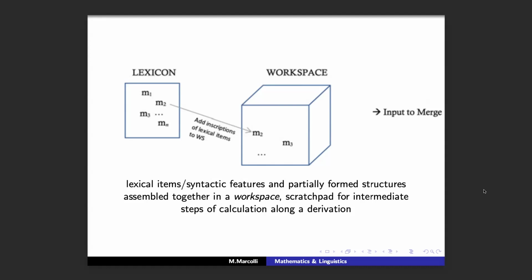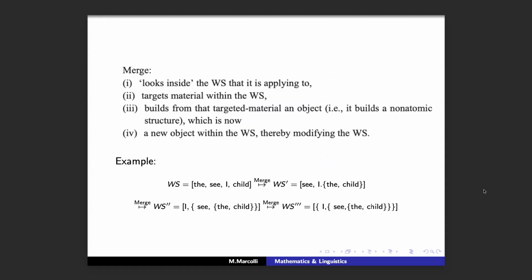And then your workspace gets updated every time you perform an operation with merge, and so it will contain partly built structures and other basic building blocks floating around that you keep assembling together. The simple description is that this merge operation looks inside your workspace and targets certain particular material that you want to use for the next operation, builds a new structure using that material, and adds this new structure to what remains of the workspace and updates the workspace in that way, so that you can then continue with another operation.